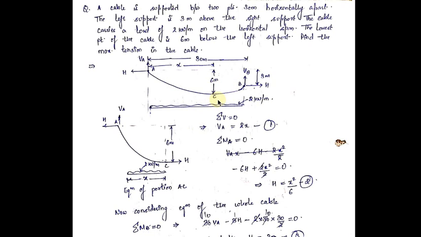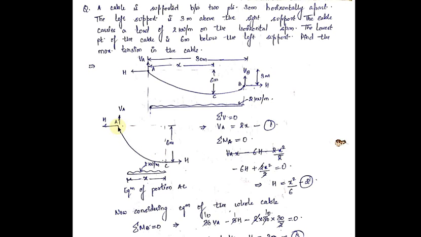Now this point C is dividing this cable into two parts. This is the left part and this is the right part. So now we will take the equilibrium of the portion AC. Suppose this is your portion AC. I have drawn this portion AC separately.